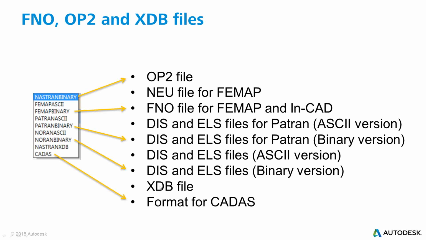Down at the bottom here is the XDB file, and there's a whole series of these DIS and ELS files. There's one version that Patran uses, and a different version that Autodesk Nastran creates, and they're very, very similar, and you can choose those. For the most part, though, stick with the OP2, the FNO, or the XDB. Those are the ones that people use most of the time. Occasionally you see the neutral file, but those are the three that people use most of the time.